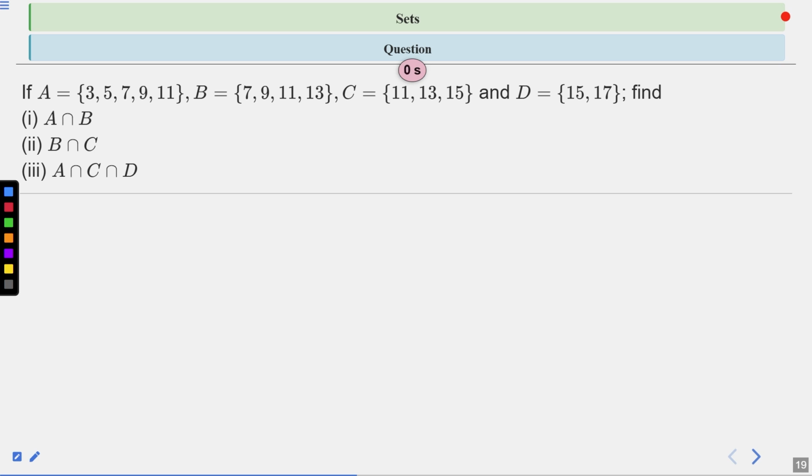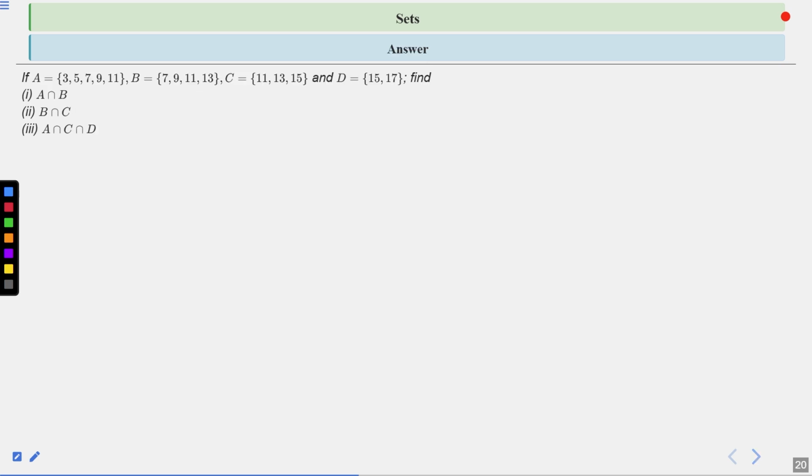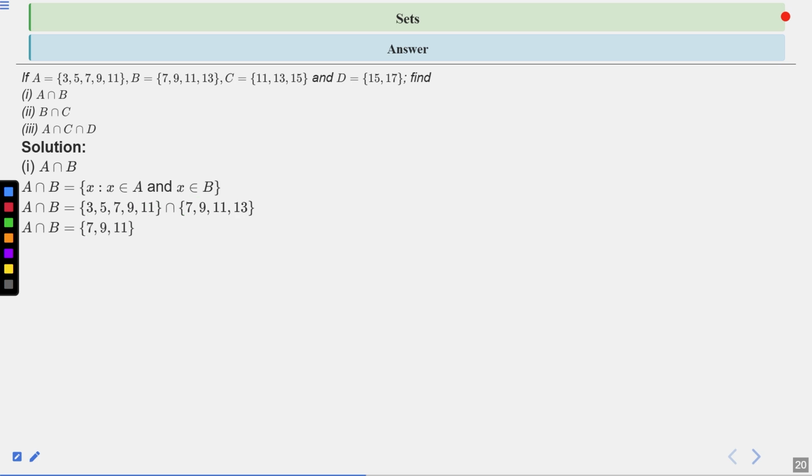The time is up. So mostly you are giving me the correct answers. Now, solution. For first, A intersection B, I just collect all the common elements which are in A as well as in B. So the common elements to both sets, as we can see, are 7, 9, 11. So A intersection B is going to be the set with 3 elements: 7, 9, 11.